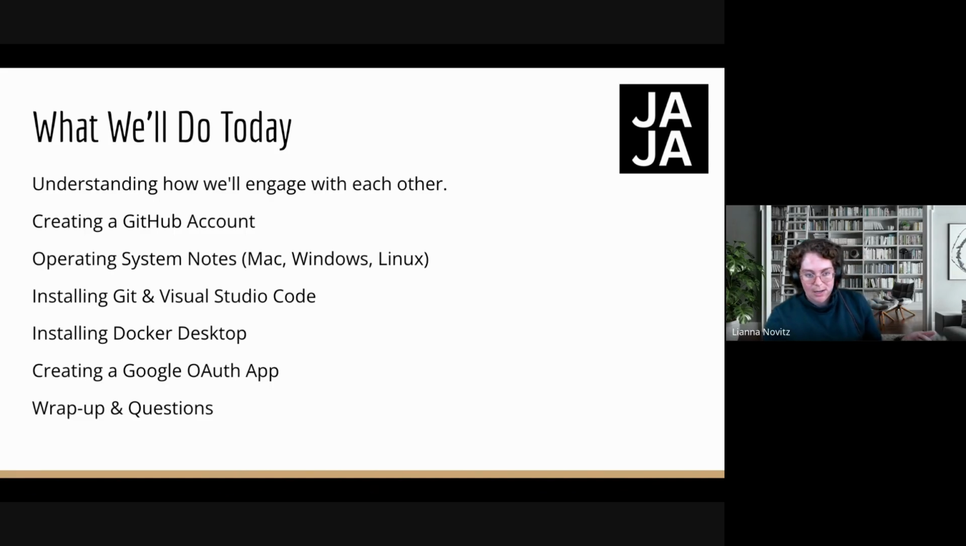So what we're going to do today is first we'll understand how we're going to engage with each other. We'll create a GitHub account if you don't already have that, and we'll take some notes on, there's some special notes for Windows users, lucky people if you are Windows. We'll install Git and Visual Studio Code, Docker Desktop. We'll create a Google OAuth app together, and then we'll leave time for questions at the end.